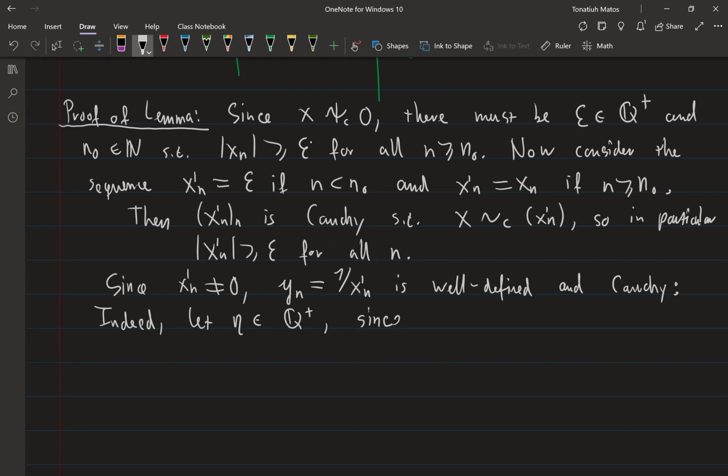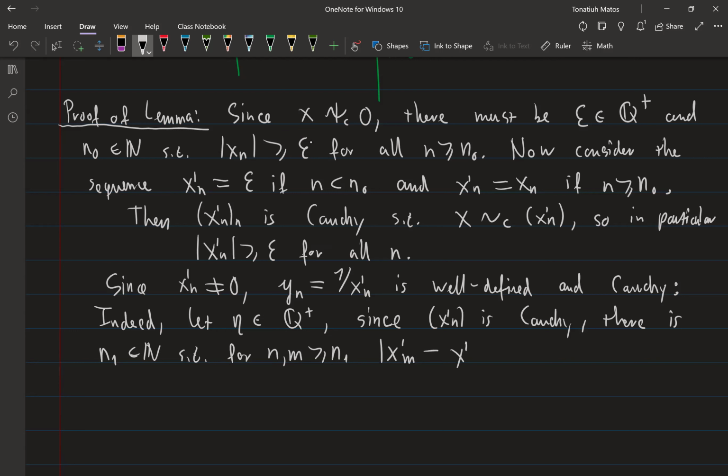So since the x prime n is Cauchy, there is a number, call it n1, a natural number, such that for every index or indices bigger than n1, these approach each other, right? So x prime n minus x prime m is smaller than whatever number I want. Whatever number I want. Question.